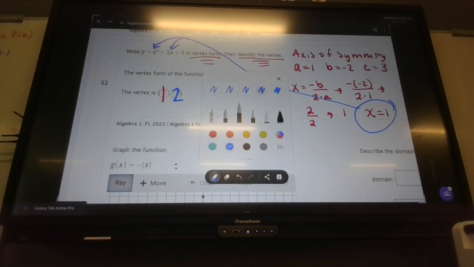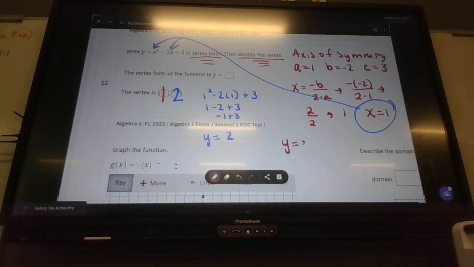And then I have to look at this here vertex form, which was x minus h squared plus k. And I'll do x minus 1 squared plus 2. And those should be the answers you're saying.